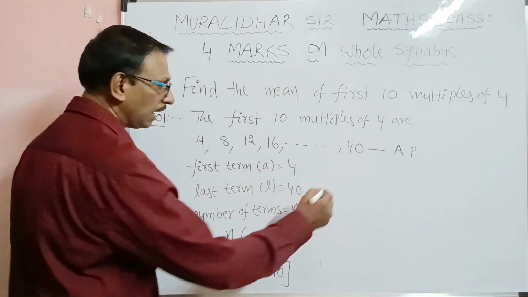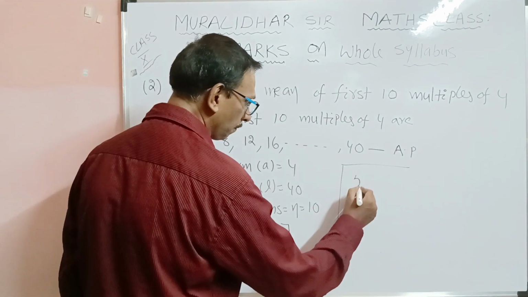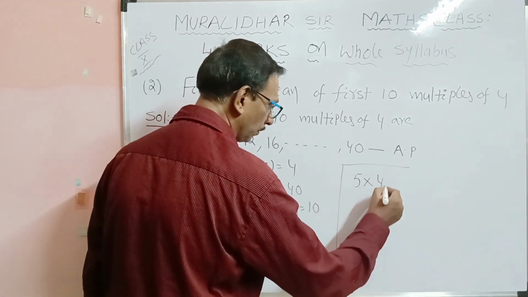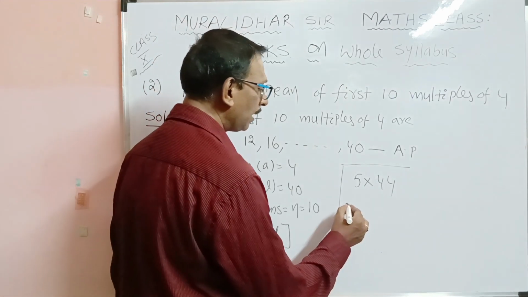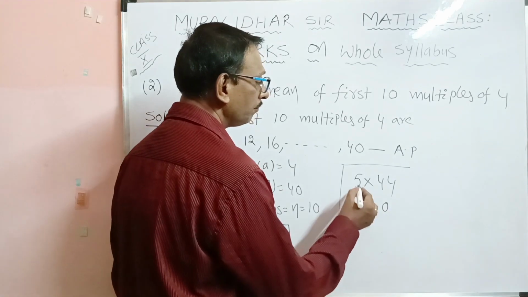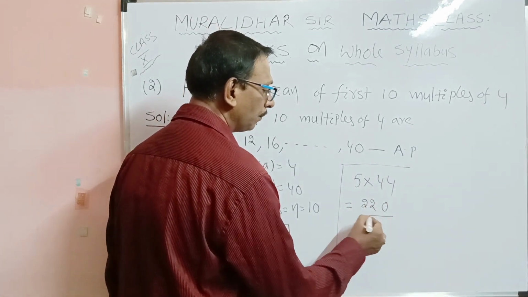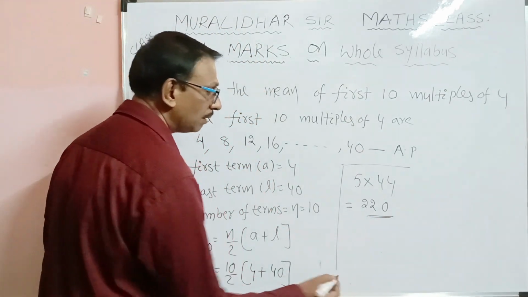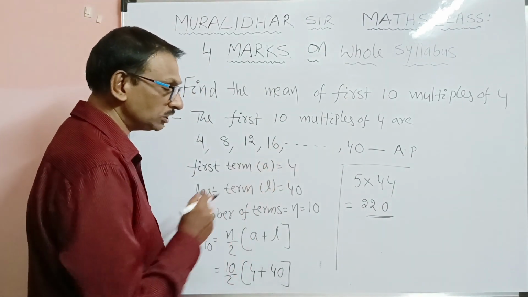Now by simplifying, 10 by 2 is 5 into 40 plus 4 is 44. Now 44 you multiply by 5. 5 into 4 is 20, 5 into 4 is 20 plus 2 is 22. Now 220 is the sum of first n terms of this progression.